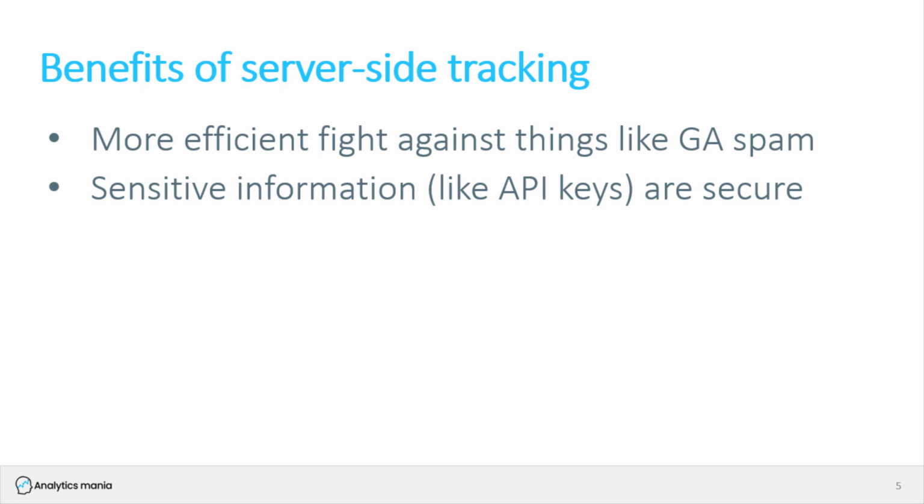So with server-side containers, you can avoid this issue, because you can just send some data to your server-side container, and in the server-side container, you can store your API keys, and no one from the outside will be able to access and know what kind of keys are stored there. So this is also a good improvement regarding security. And these benefits are not the only ones that are introduced by the server-side tracking in Google Tag Manager.